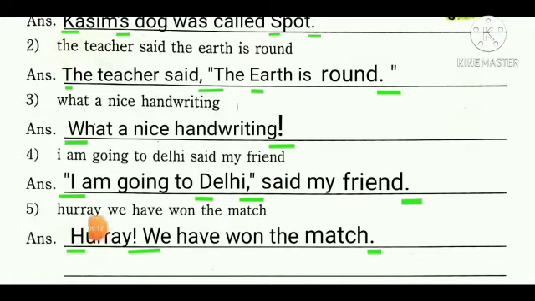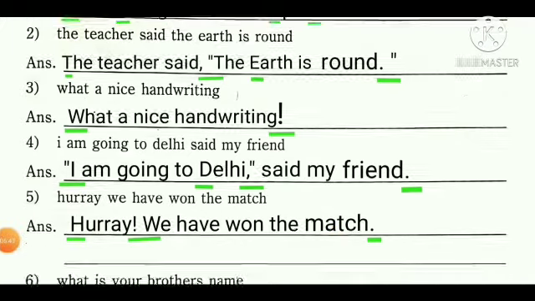Fifth number sentence: hooray, we have won the match. In this sentence, hooray shows exclamation, a sudden feeling, and that is why we have used an exclamation mark here, with H capital. After the exclamation mark, W is capital, we have won the match, and at the end a full stop.